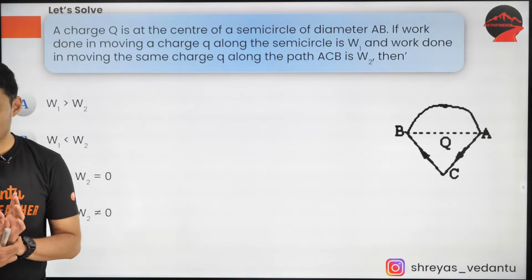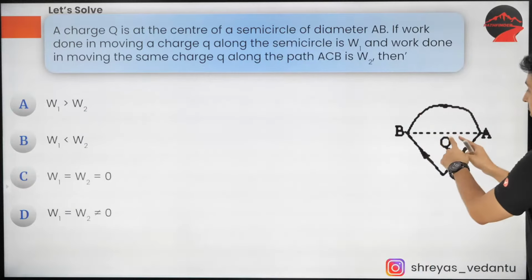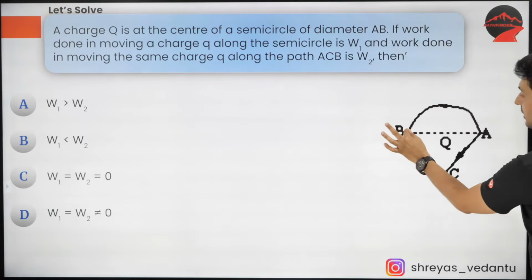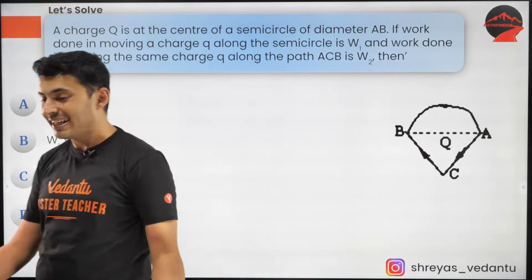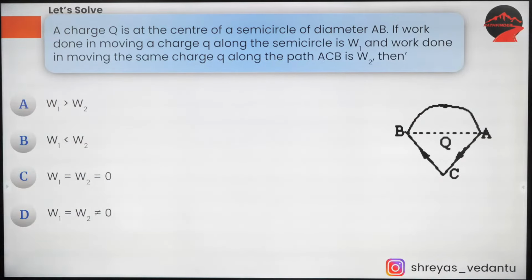Let's do this. How many of you can get this very easily? Let's think about it. You have a charge at the center of a semicircle. You move another charge from here to here, and then from here to here. Compare the work. Guys, is it equal? Yes, it has to be equal for sure. And will it be not equal to 0 or equal to 0? Think about it. I feel it will also be equal to 0.